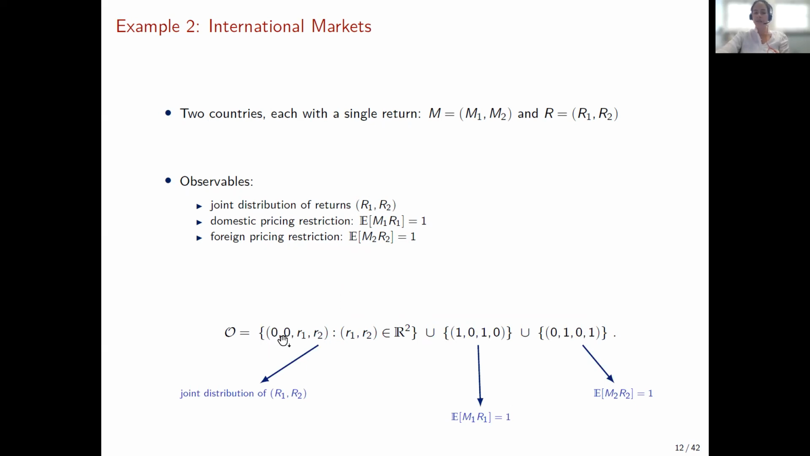Now we have 0, 0, R1, R2. Why is that? Because all the powers of M are 0, and we have powers R1 and R2. Then we have 1, 0, 1, 0, because we have an Euler equation in the US, so all the powers of the UK are equal to 0. And by the same token, we have 0, 1, 0, 1, where we make all the powers in the US 0 and all the powers in the UK equal to 1.